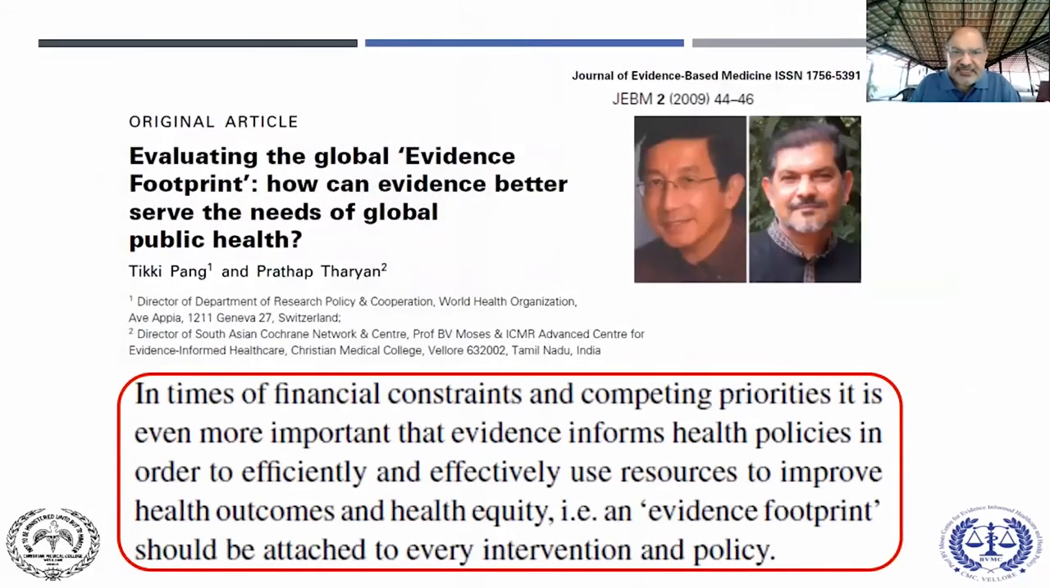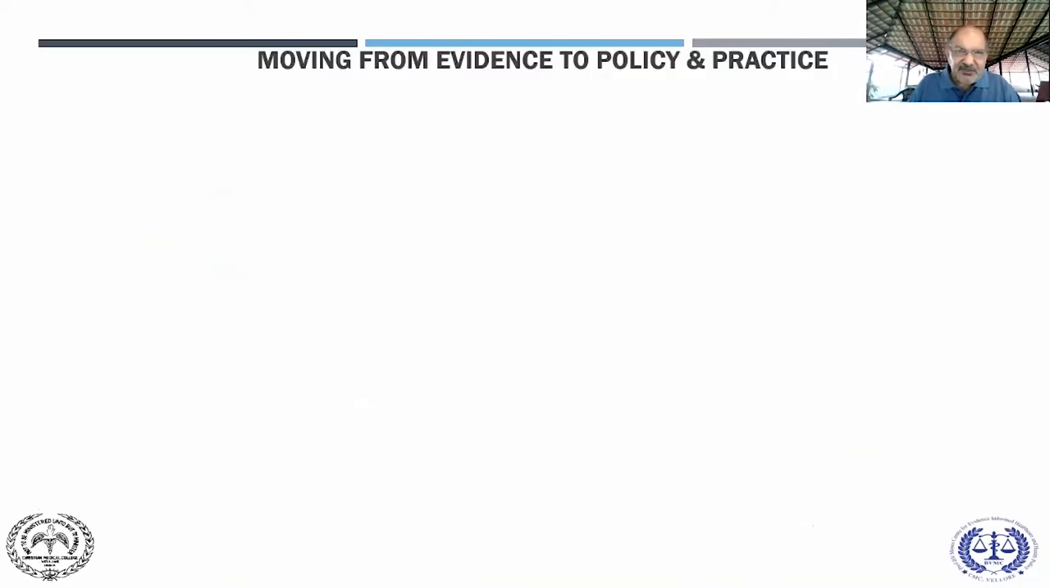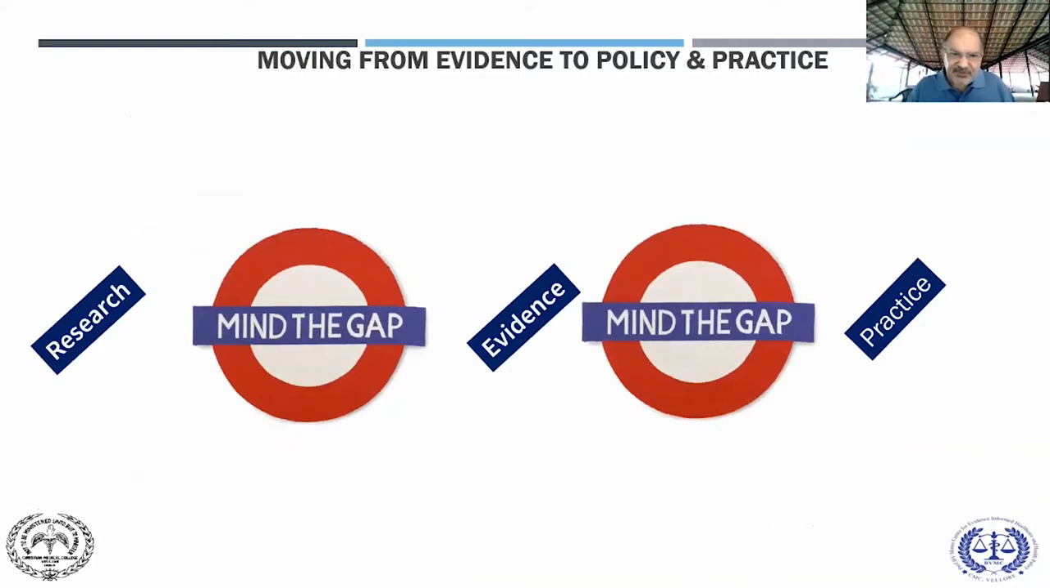So in effect, what you're trying to say is that when you are in a low or a middle-income country, when there is a constraint on financial resources, and there are numerous competing priorities, it is extremely important that any recommendation aimed at improving health outcomes should have an evidence footprint accompanying it. So moving from evidence to a policy is a two-step process.